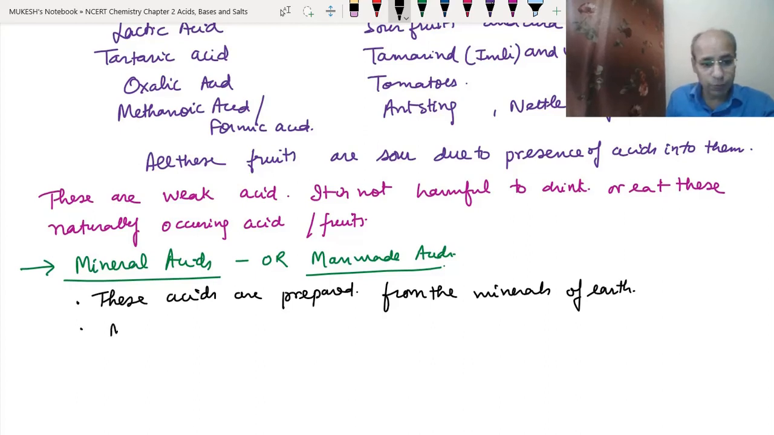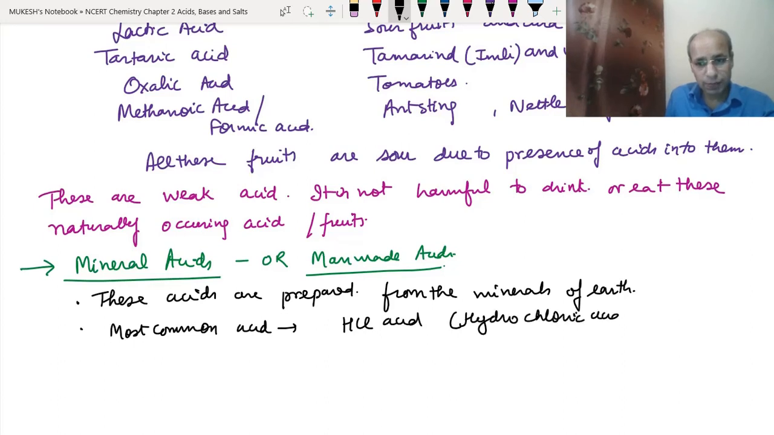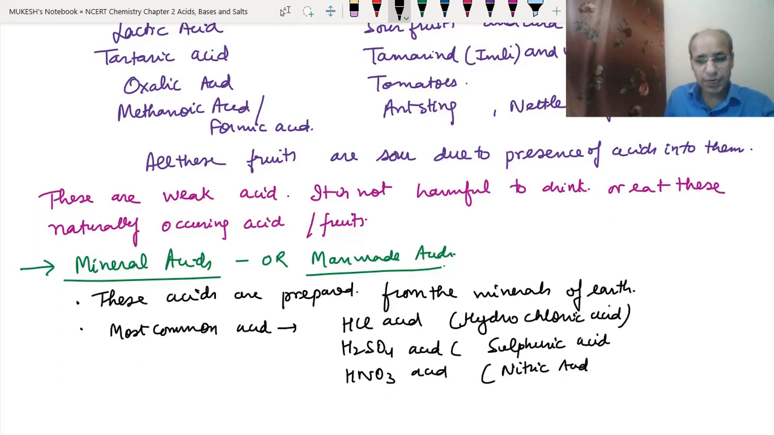The most common example we give is hydrochloric acid, HCl. This is called hydrochloric acid. Second is sulfuric acid, H2SO4. And third is nitric acid, HNO3. We call it nitric acid. There are some acids like carbonic acid and phosphoric acid, which are also mineral acids, but they are not as hard as these three acids that we have written.